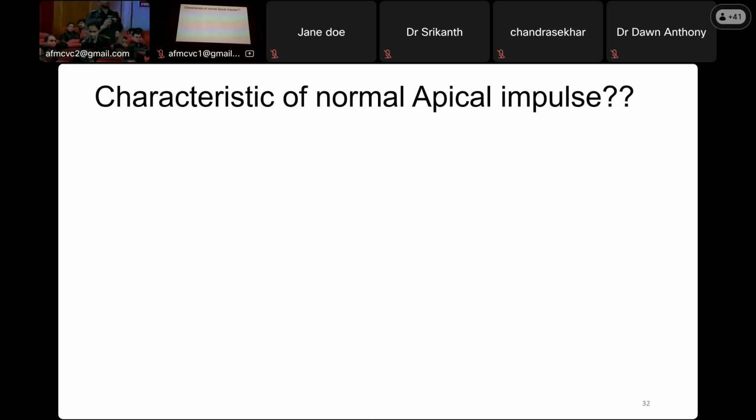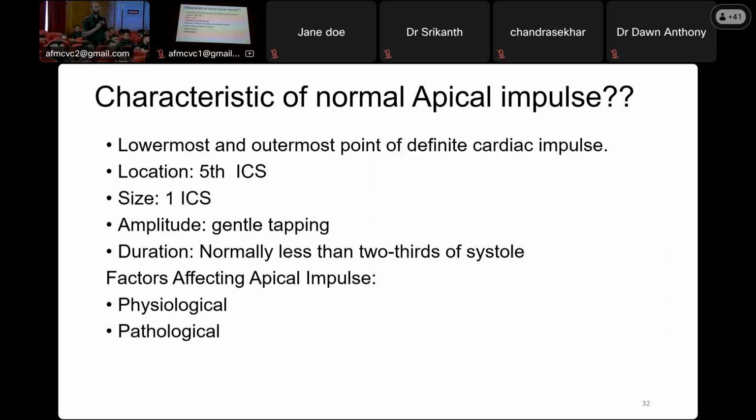So a normal apical impulse is less than 3 centimeter, the lowermost and outermost part. Less than 3 centimeter means it must be felt in less than 3 centimeter. So basically it is around 1 to 2 centimeter, located generally in the fifth intercostal space, one intercostal space only, and it has just a gentle tap. It comes and goes, and it lasts for 2/3 of systole. It doesn't extend into the last third of systole. And what are the factors which affect the apical impulse? They are physiological and pathological.